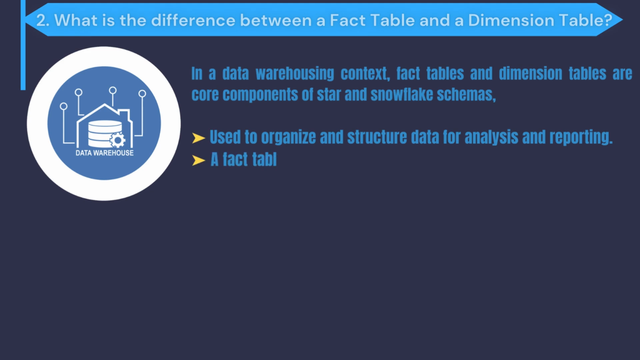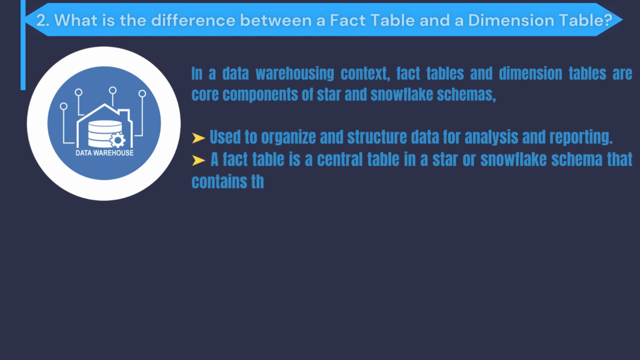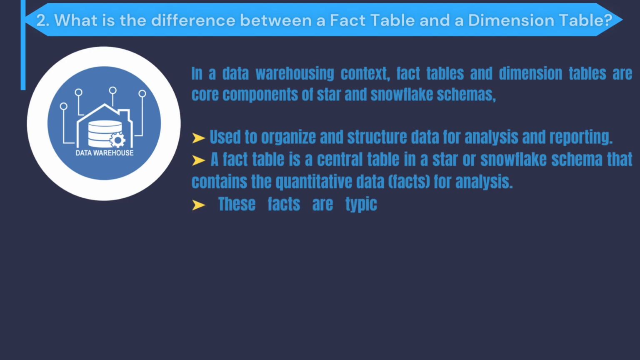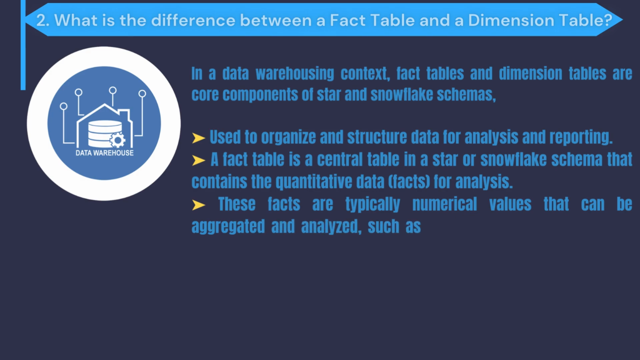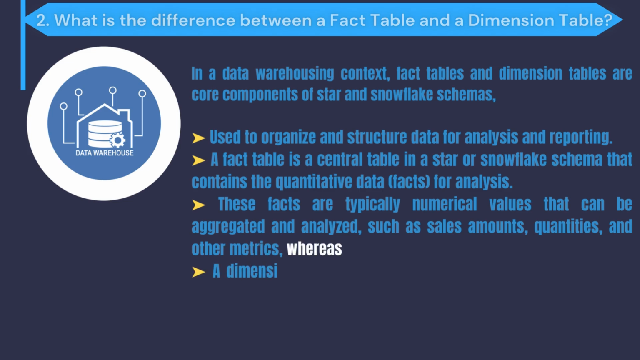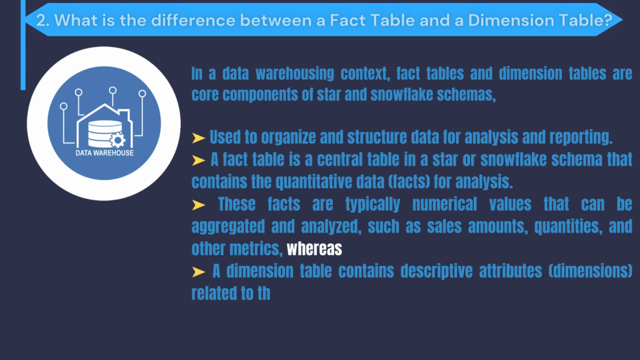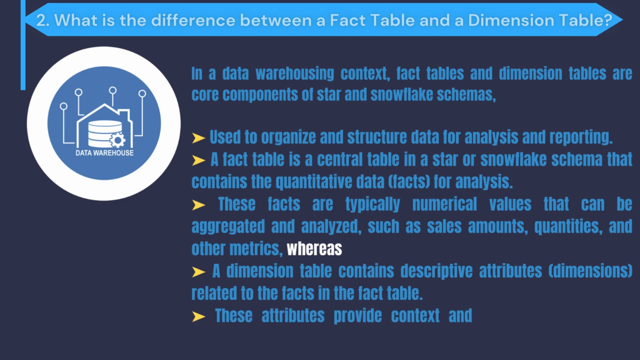A fact table is a central table in a star or Snowflake schema that contains the quantitative data, facts, for analysis. These facts are typically numerical values that can be aggregated and analyzed, such as sales amounts, quantities, and other metrics, whereas a dimension table contains descriptive attributes, dimensions, related to the facts in the fact table. These attributes provide context and are used for filtering, grouping, and labeling the data.